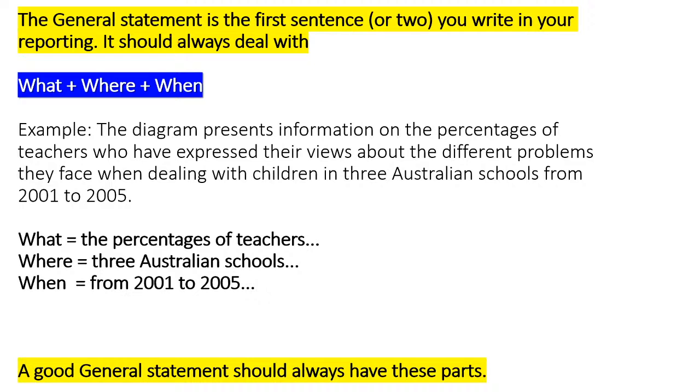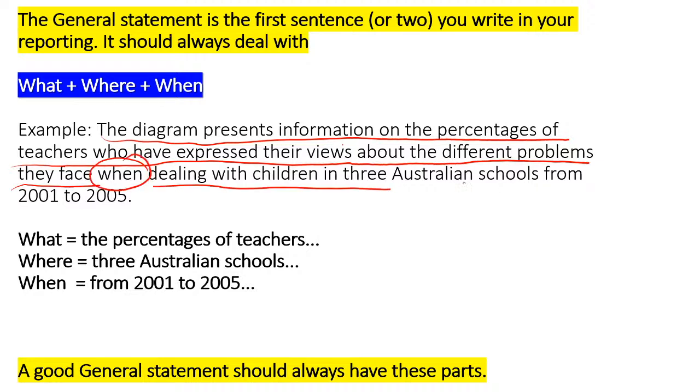The diagram presents information on the percentage of teachers who express their views about the different problems they face when dealing with children in Australia, in three Australian schools, from 2001 to 2005. So now let's look: what is the percentage of teachers, where means the Australian schools, and when is 2001 to 2005.